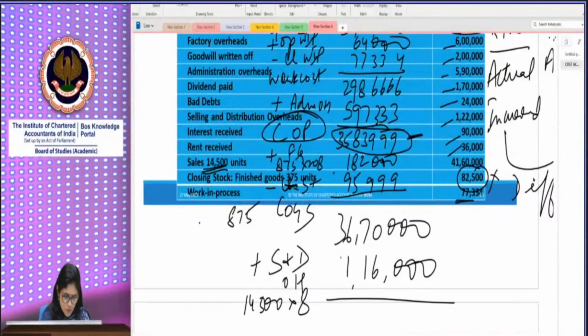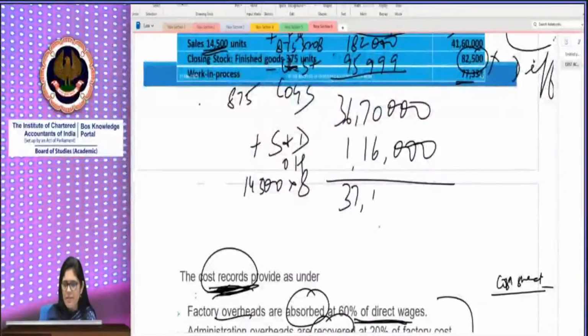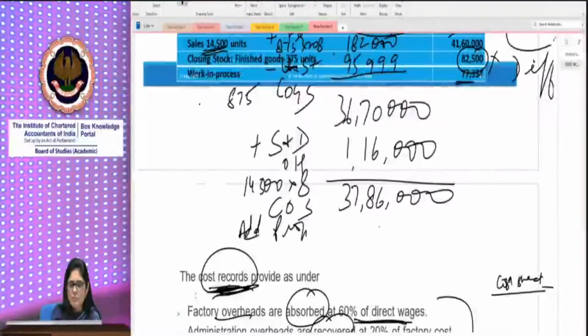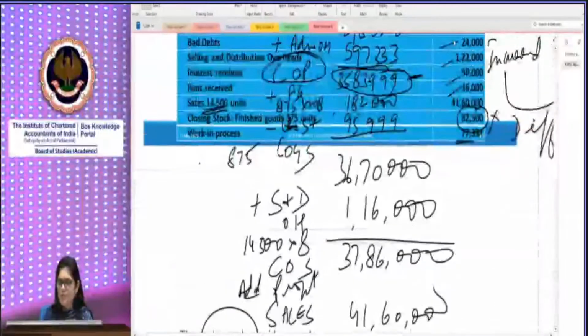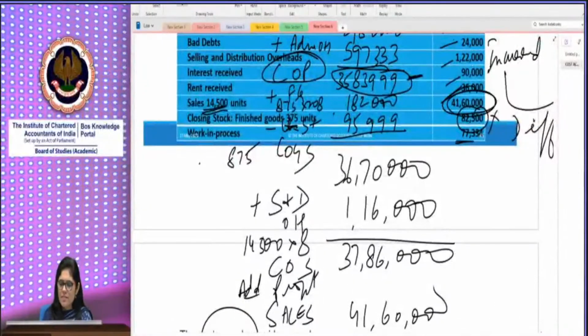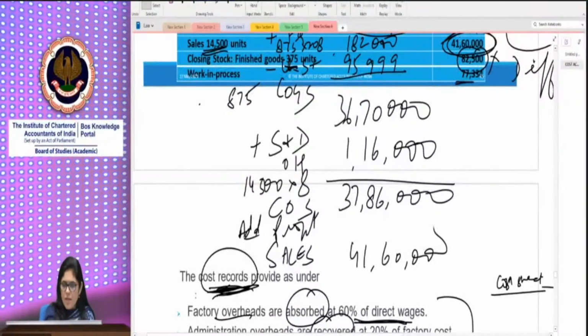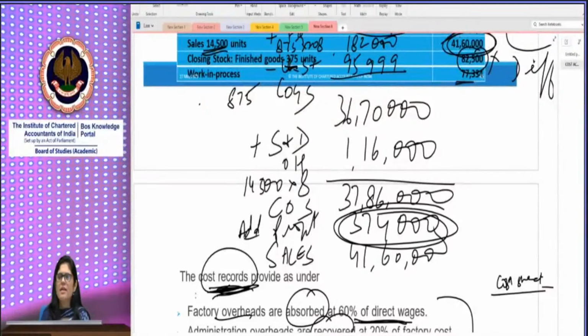So we have reached the cost of sales. Cost of sales is 37,86,000. Add profit. We know the sales. Sales is 41,60,000. It's mentioned over here. See, you can see sales is over here. So sales is the same. The balancing figure is your profit. 3,74,000 is your costing profit.